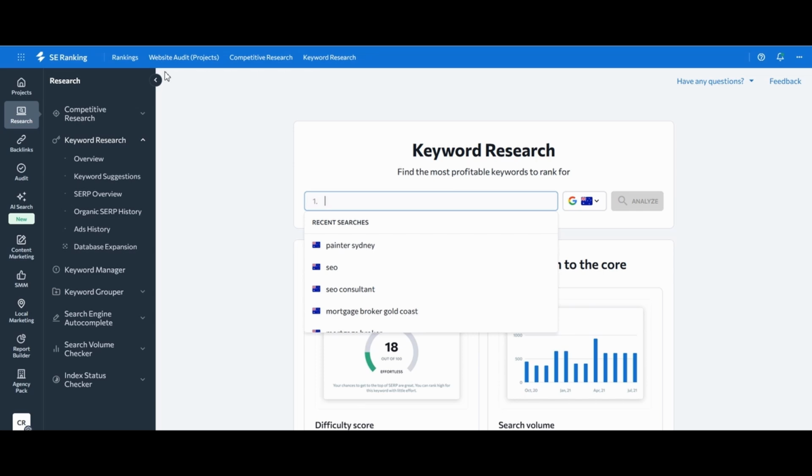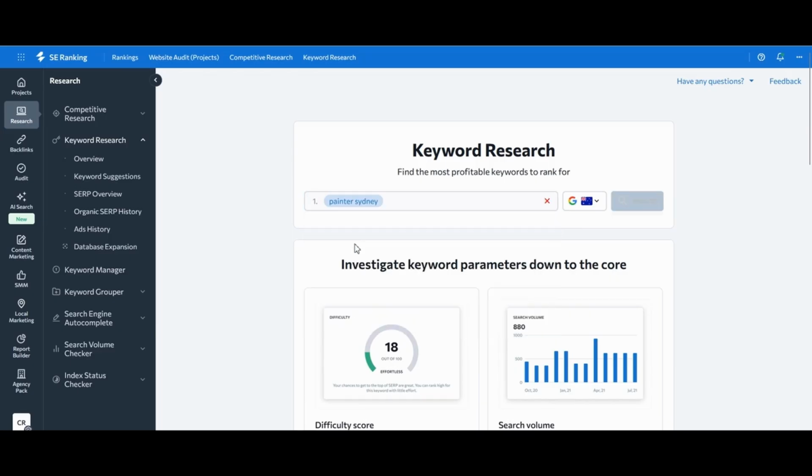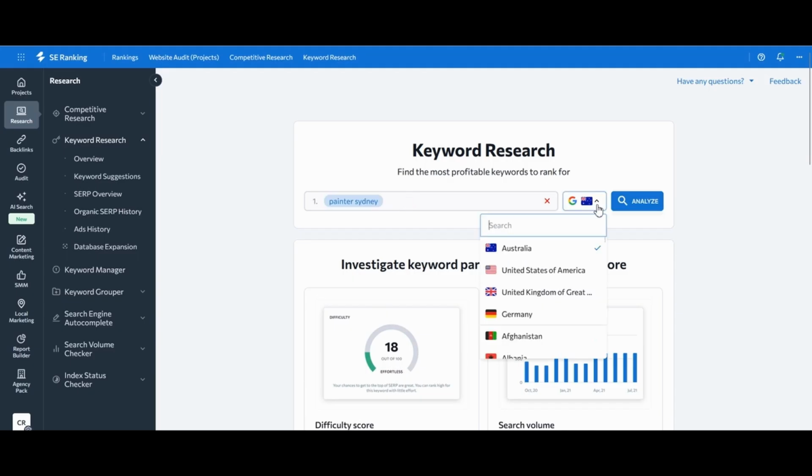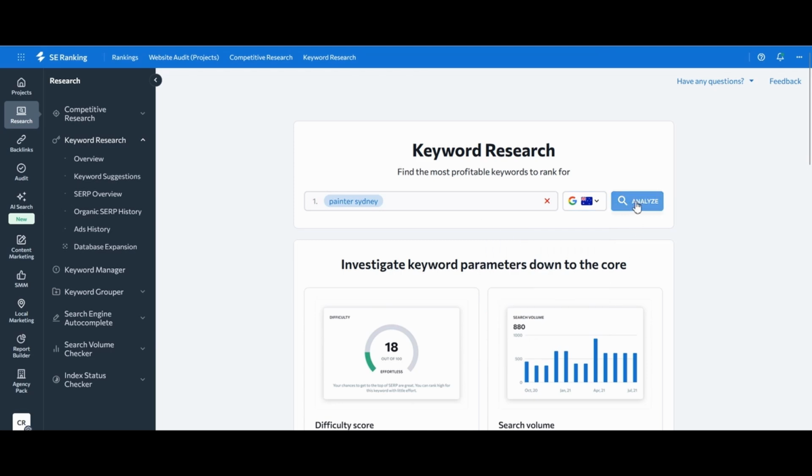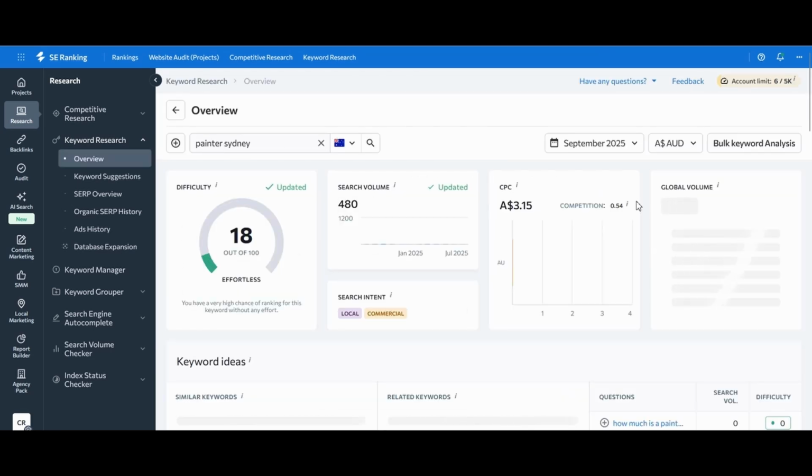Regardless, it is absolutely crucial that you use a keyword research tool, whether it be a free of charge service like Google AdWords Keyword Suggest, or many of the paid versions that are available, such as SEO Ranking, SEMrush, just to name a few. Okay, let's say I'm a painter based in Sydney. With this particular tool, I can have a look for the keyword or words I'm searching for. I'm currently in Australia, and I will analyze this keyword.